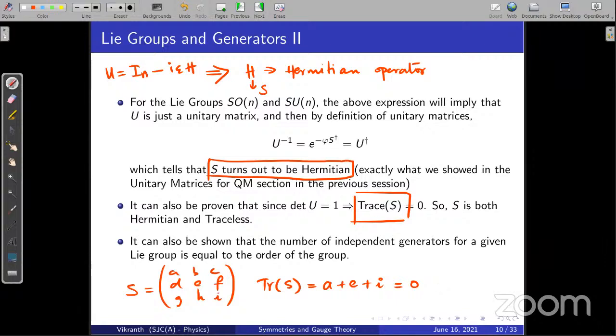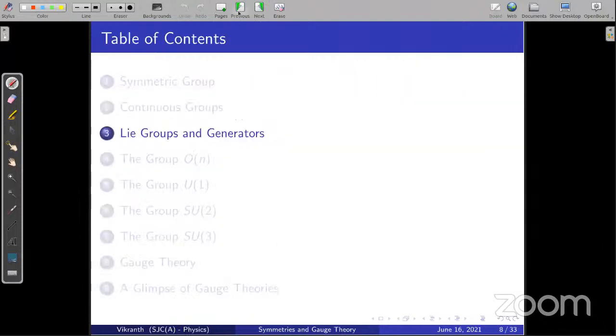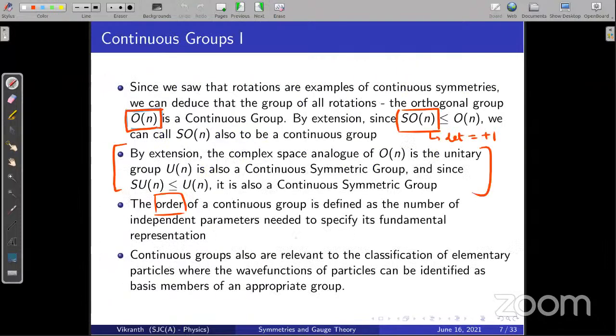All right. And the number of generators for a Lie group is equal to the order of the group itself. And order is something we defined over here. It's the number of parameters needed to specify its representation. So let's move on.